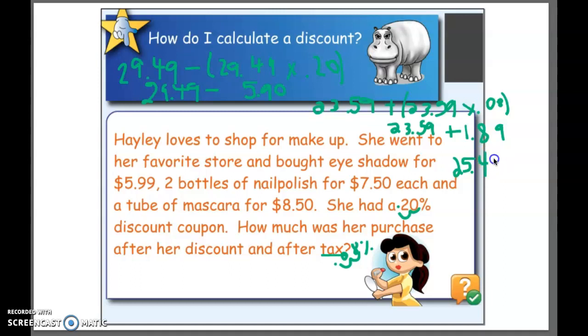So, if this is still confusing to you, I would personally rewatch the video. I would find other videos about tax, tip and discount. Go back and look at your iExcels on tax, tip and discount. Because this is, again, one of the most real life things we'll learn this year. So, that's what we're going to focus on this week. So, do your best, and I'll talk to you later.